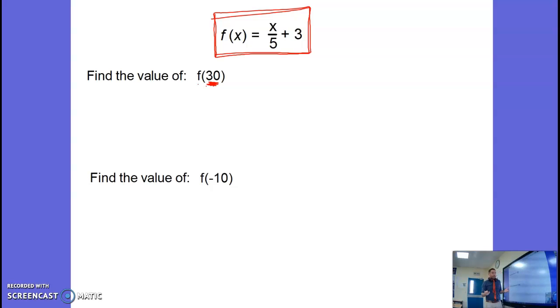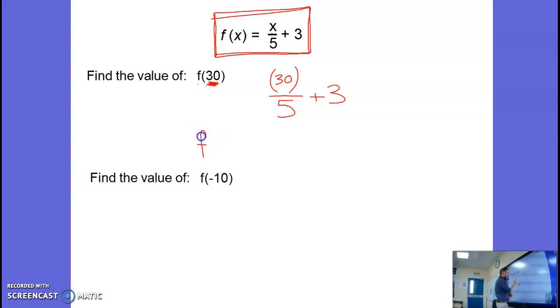And the way to do this is anytime you see an x in our function, we're going to replace it with brackets and the number that we are inputting. So 30 divided by 5 and then add 3. Well, 30 divided by 5 is 6. 6 add 3 is 9.